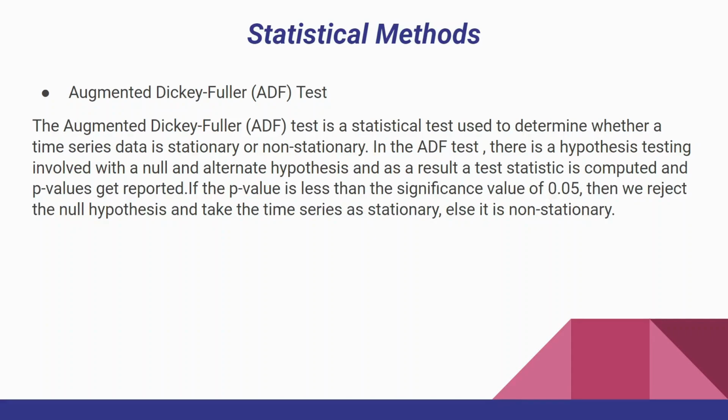In the ADF test, there is a hypothesis testing involved with a null and alternate hypothesis, and as a result, a test statistic is computed and p-values get reported. If the p-value is less than the significance value of 0.05, then we reject the null hypothesis and take the time series as stationary. Else, it is non-stationary.